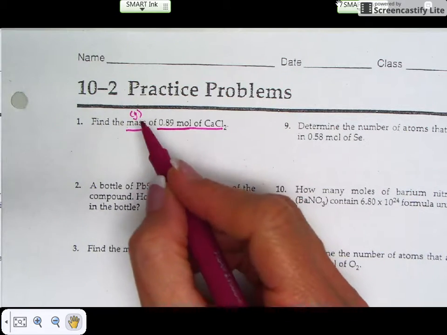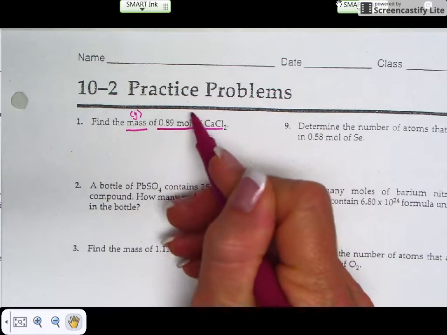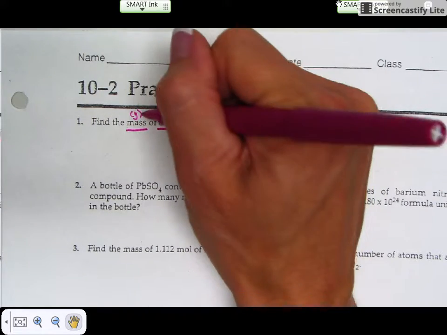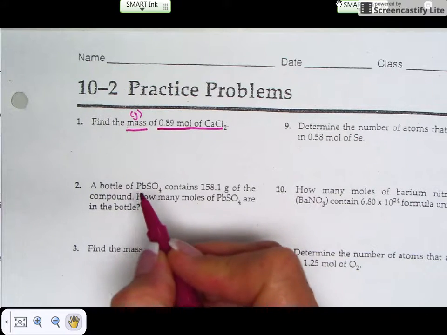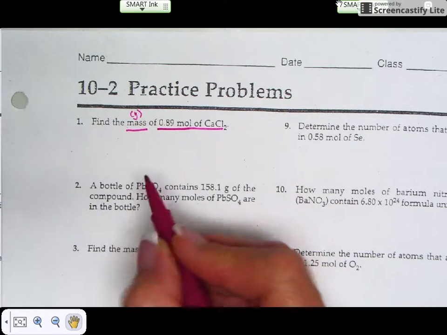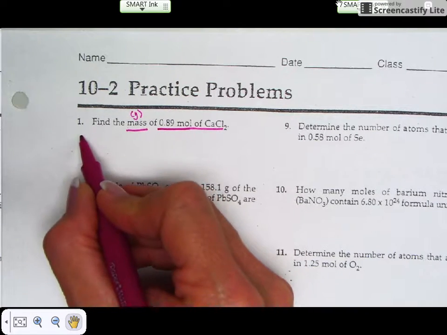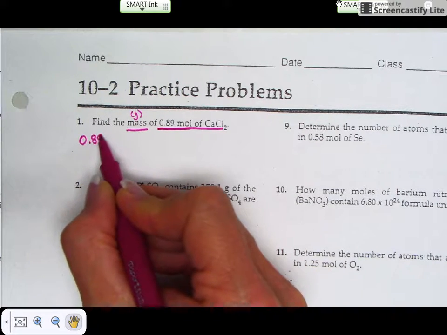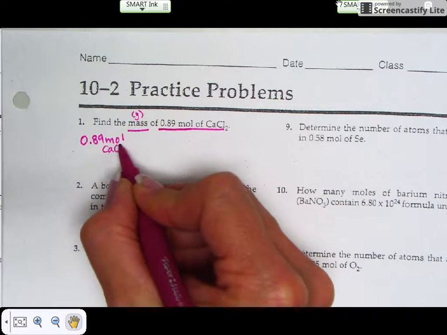All right. So in the notes, we said that if you see moles, you know that it will be a one-step conversion. And we also said that if you see mass mentioned in the problem, you're going to need to find the molar mass of the substance. Let's begin by setting up our problem using dimensional analysis. So we have 0.89 moles of calcium chloride, CaCl2.